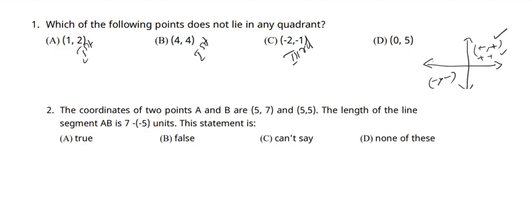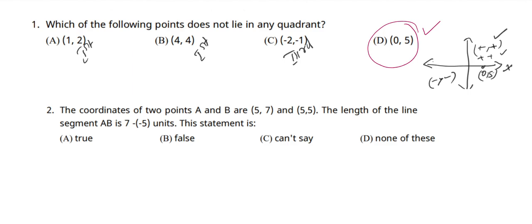But here (0, 5): the x-coordinate, the abscissa, is 0 and the ordinate is 5. This point lies on the axis and does not lie in any of the quadrants. So (0, 5) is the correct answer. Points like (0, 5), (0, -5), (5, 0), (-5, 0) and (0, 0) do not lie in any quadrant.